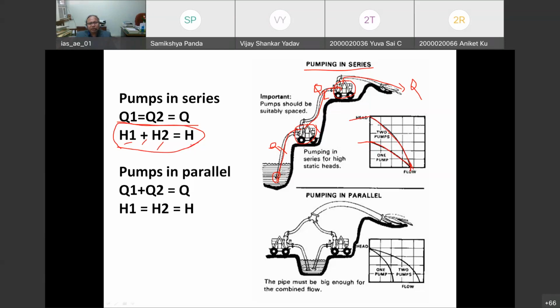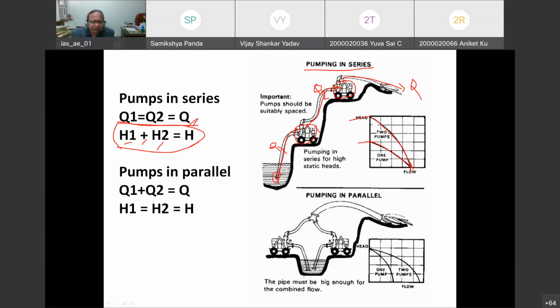So that's why, with the series connection of centrifugal pumps, we can increase the head required for the delivery side or suction side. In this way we can increase the head, but we cannot increase the discharge. So the discharge will be the same.